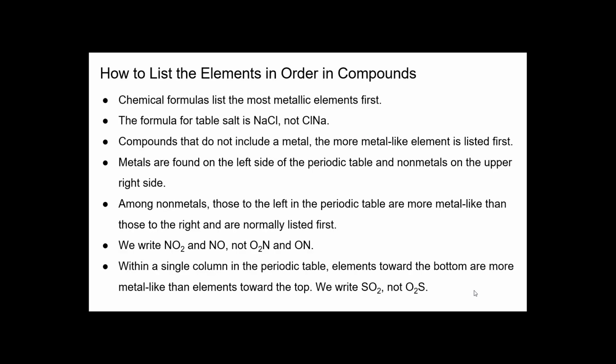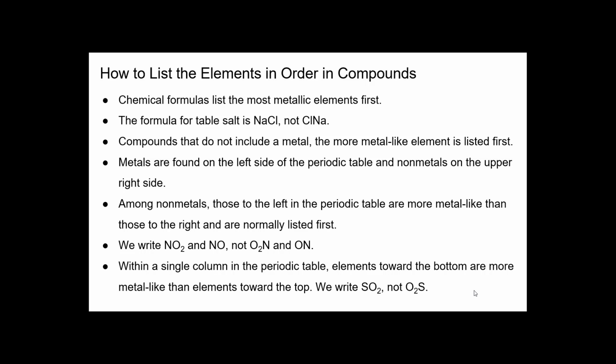How to list the elements in order of compounds. So how do we list this? How do we know that we say sodium chloride, sodium being first, and not chloride sodium? Because there's a list of rules. Chemical formulas list the most metallic elements first. So everything on the periodic table that's on the left side, remember there's a little stair step, that is a metal. Metals are named first. Now again, chemistry's fun. There are always exceptions to this rule, and we will cover them later. But in general, the metals are first.